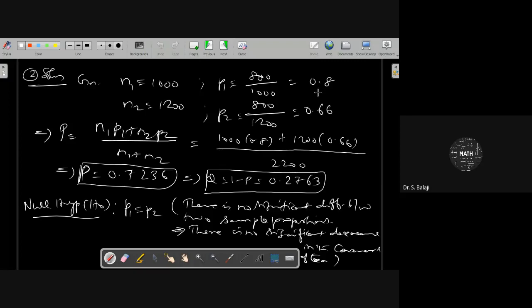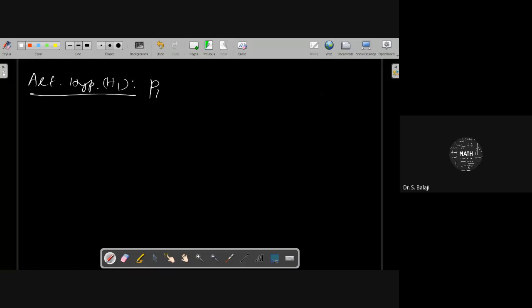You have to consider P1 on the left side always. P1 greater than P2. Always consider P1 on the left side. It means that you are fixing it with the help of the question statement. The general comment is that there is some significant difference in these two sample proportions.